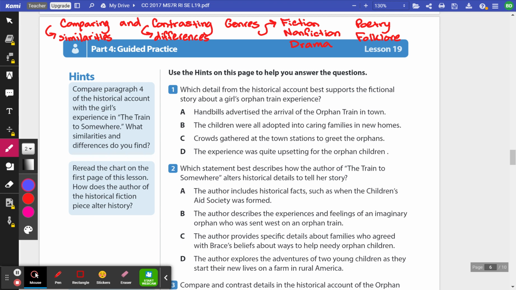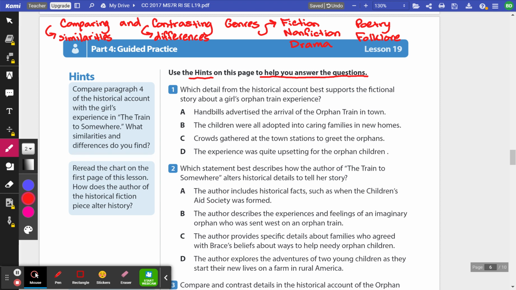So, up at the top of the page, I have rewritten the title of lesson 19, which is comparing and contrasting genres. I have written that out. I'm not going to go over it again because I've already gone over it twice. So, hopefully, by now you know it. So let's go ahead and look at our directions for the multiple choice questions. So it says to use the hints on this page to help you answer the questions. All right, so we know we've got hints and we know that the hints correspond with each question.